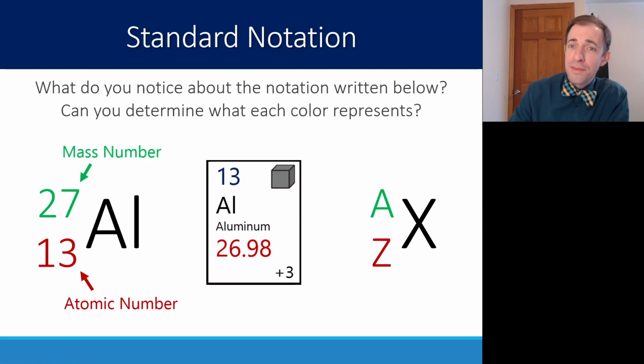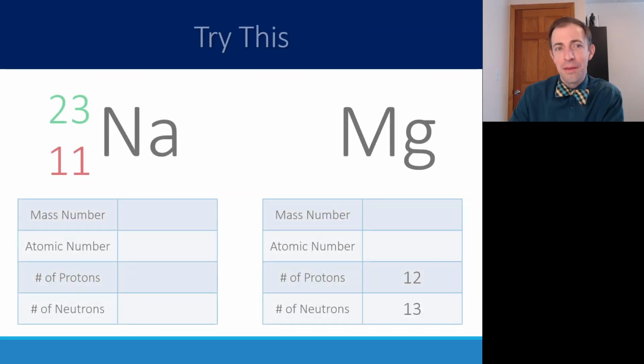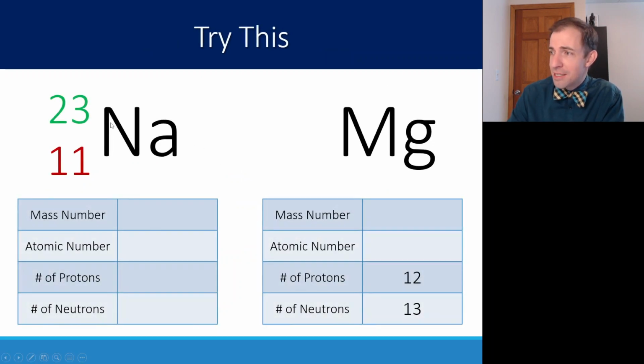Both of these will always be a whole number, and they can help you understand how many protons and how many neutrons are inside the nucleus for that particular atom of that element. If we look at this notation, you should be able to identify four main properties. You should know the mass number, and you should be able to know the atomic number.